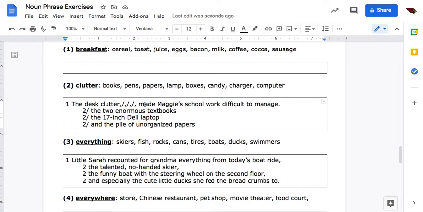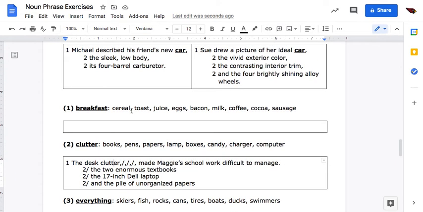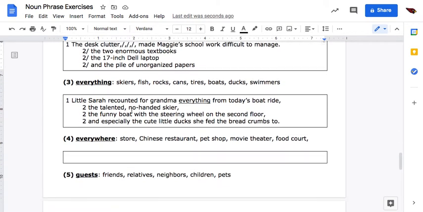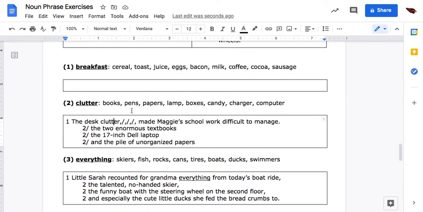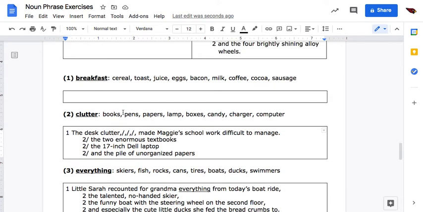But if you read it correctly and take the time to emphasize the subject and then emphasize the verb, it's easier for the reader to follow along, and for you as the reader to follow along. The desk clutter, the 2 enormous textbooks, the 17-inch Dell laptop, and the pile of unorganized papers made Maggie's schoolwork difficult to manage. So this one's going to take you a little while longer. There's a lot of creation here that needs to happen. But those are 2 good examples of what you're being asked to do.